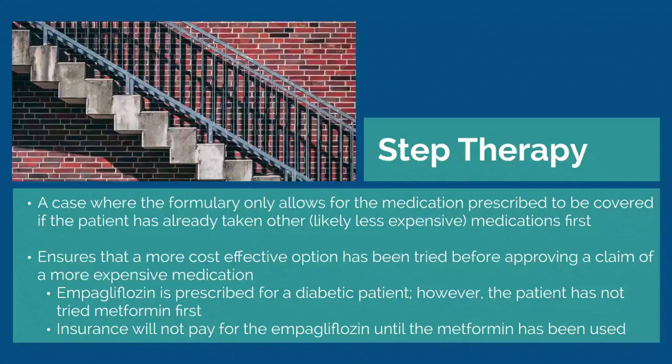So this is an example of where empagliflozin or Jardiance is prescribed for a diabetic patient. However, the patient has not tried metformin first. So the insurance will not pay for the Jardiance or empagliflozin until the metformin has been used first and they at least tried it.